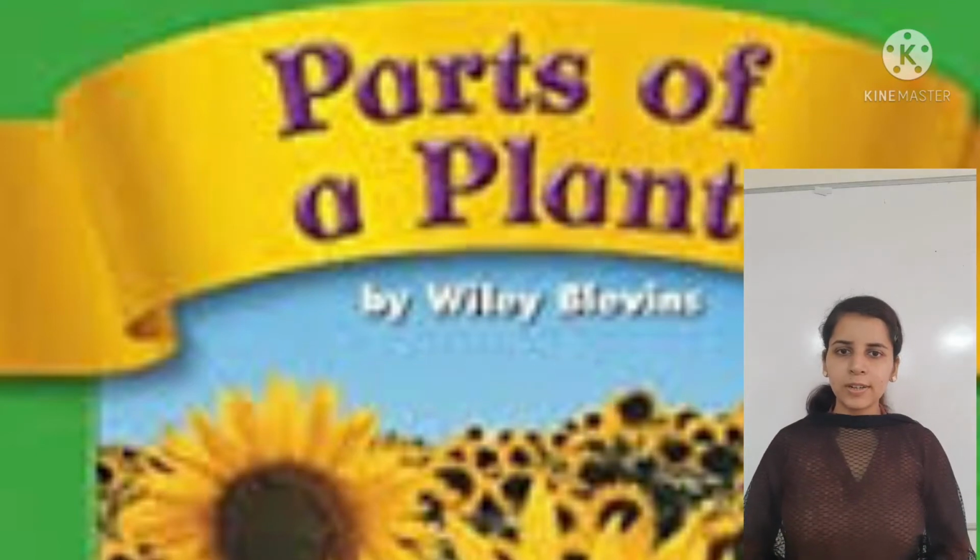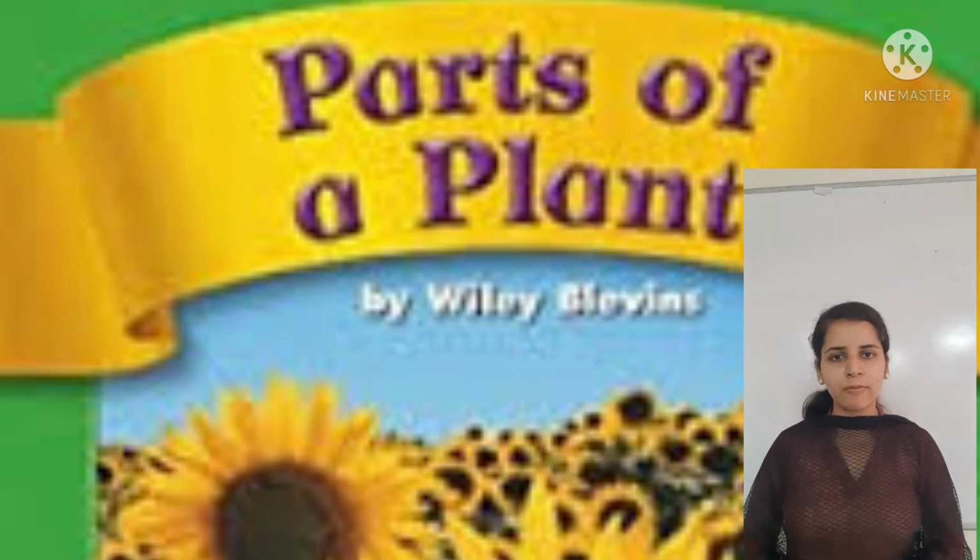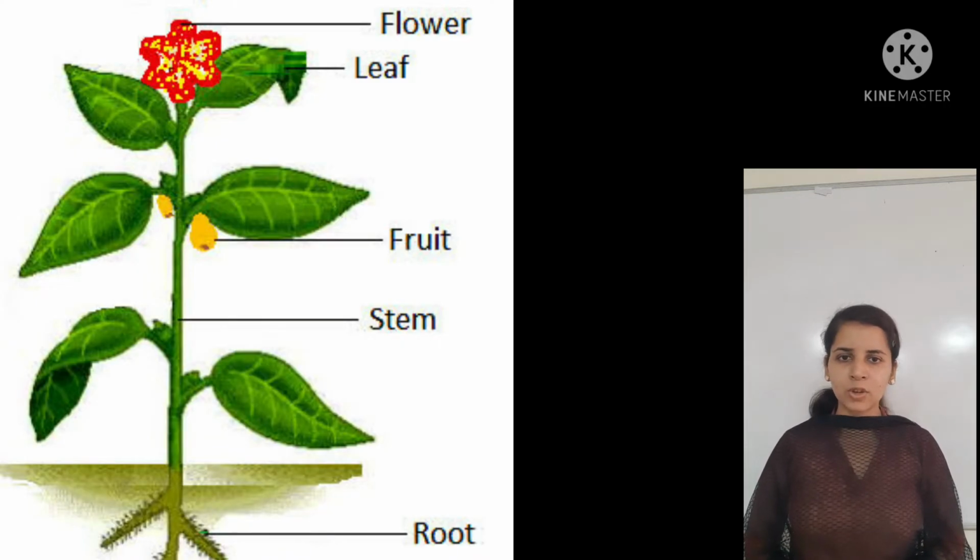Good morning, students. So let's continue chapter number 6, parts of a plant. Earlier we discussed different parts of a plant, root system and shoot system, and we were discussing different parts of a shoot system. So today we will study about leaves.